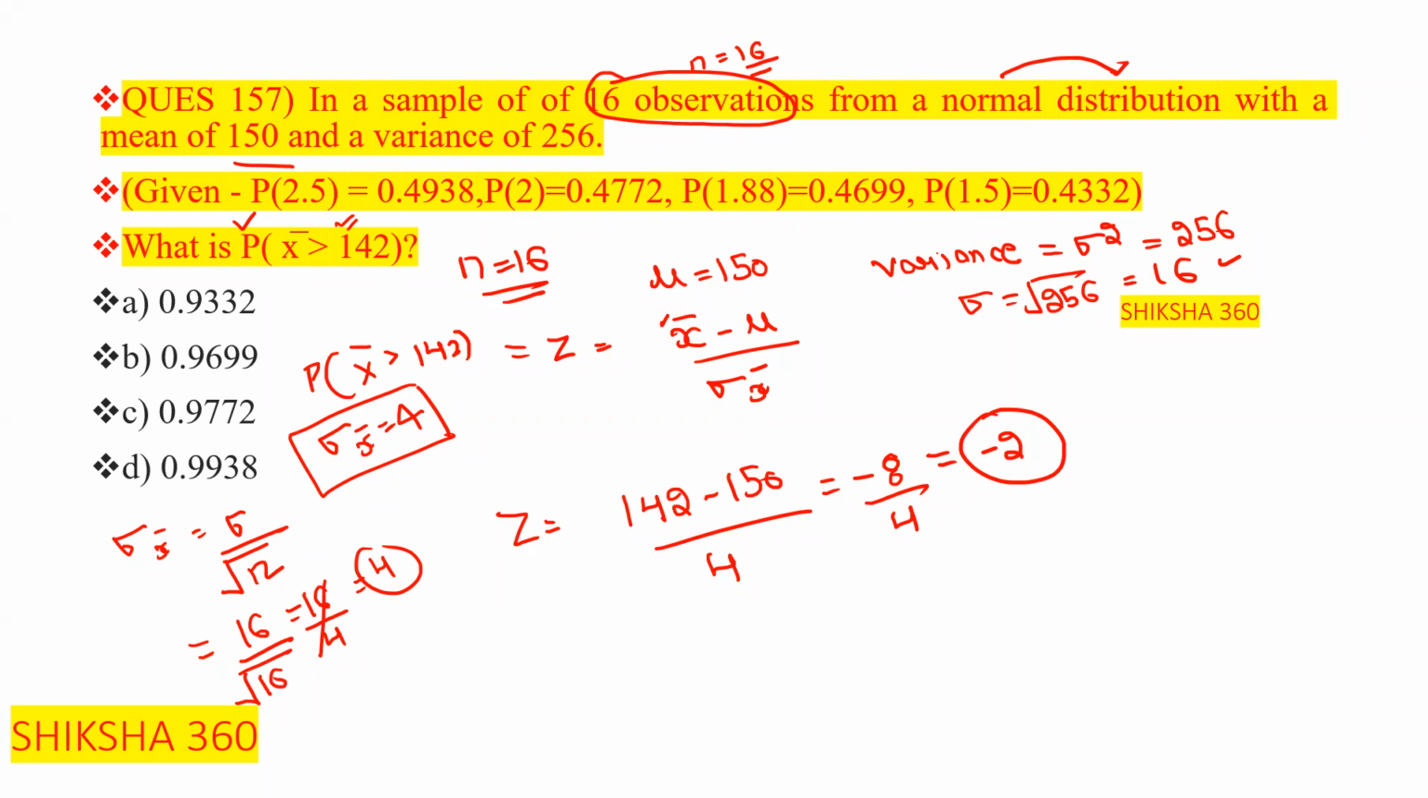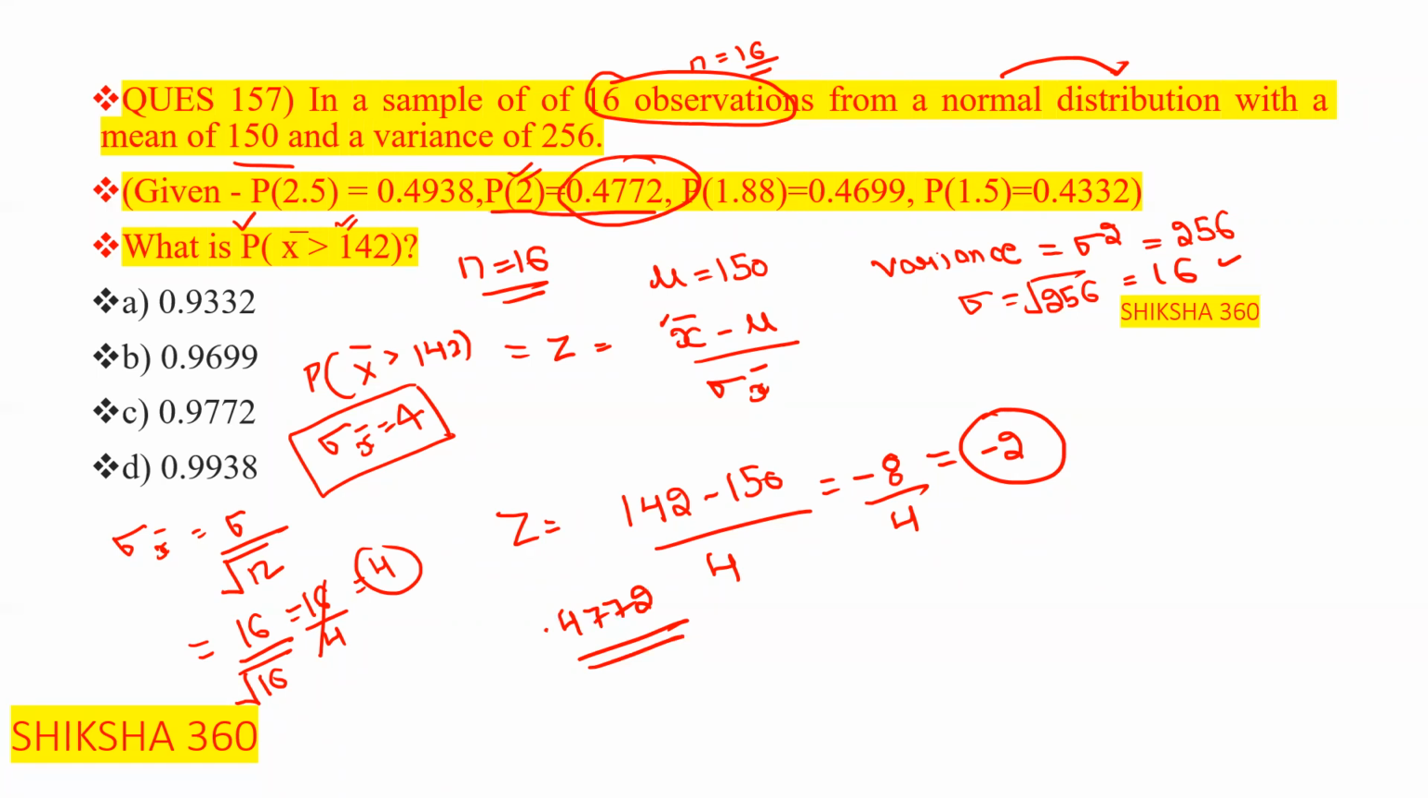Now we can check the table. Ignoring the minus sign, z is equal to 2. When the value of z is equal to 2, the probability value is 0.4772. So what they are asking here is the probability that x bar is greater than 142.